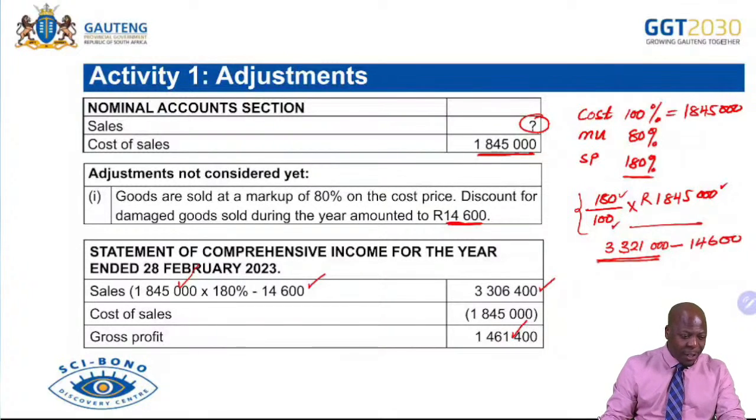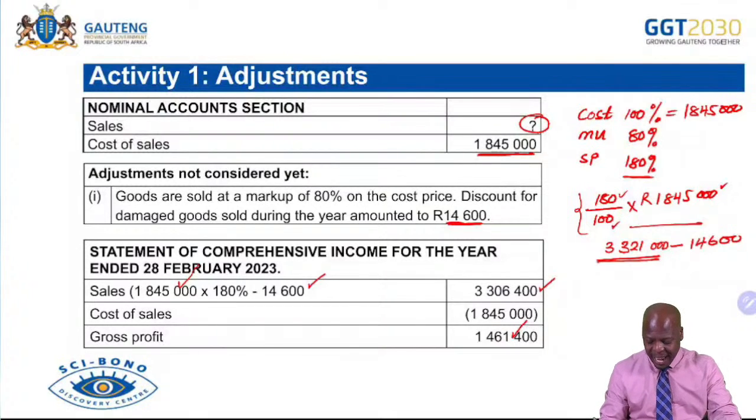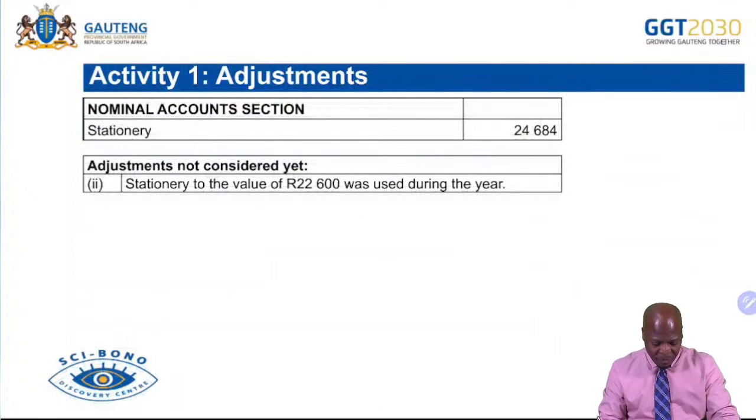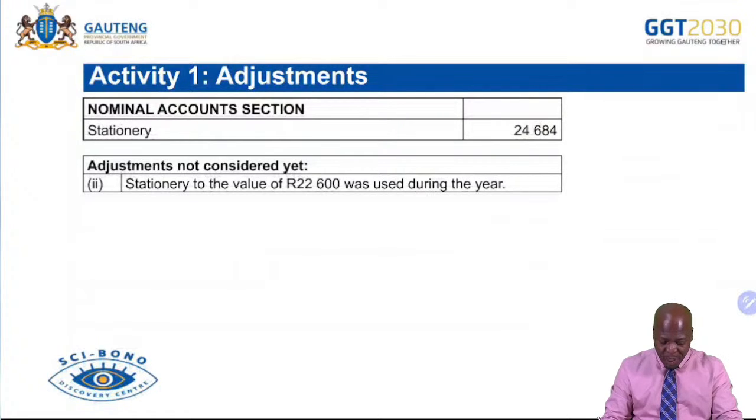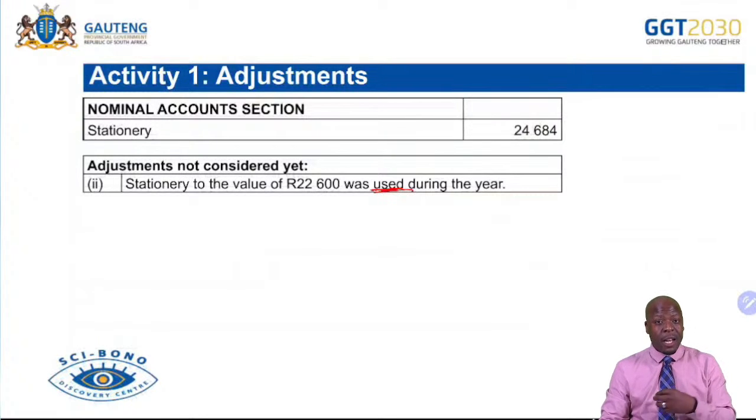Let's go and see how adjustment number 2 looks like. Adjustment number 2. Are you ready? It reads, adjustment number 2. Stationery to the value of 22,600 was used. In this case, they are giving us what was used. In other adjustments, the examiner would bring stationery on hand, all right, whereby you are given what was not used. But in this case, the examiner is giving us what was used.